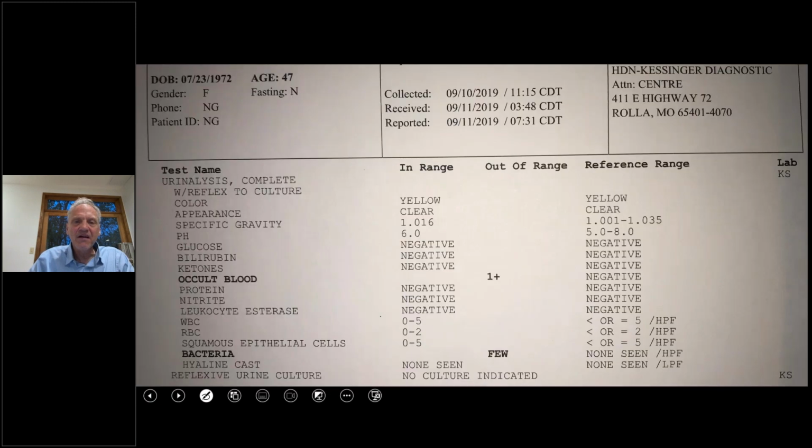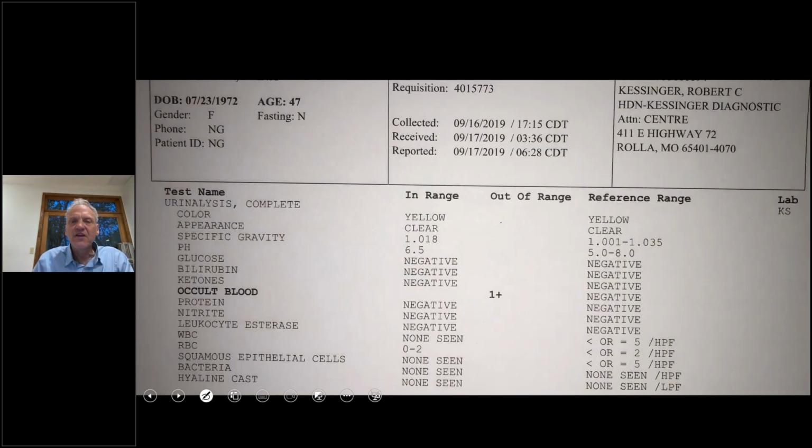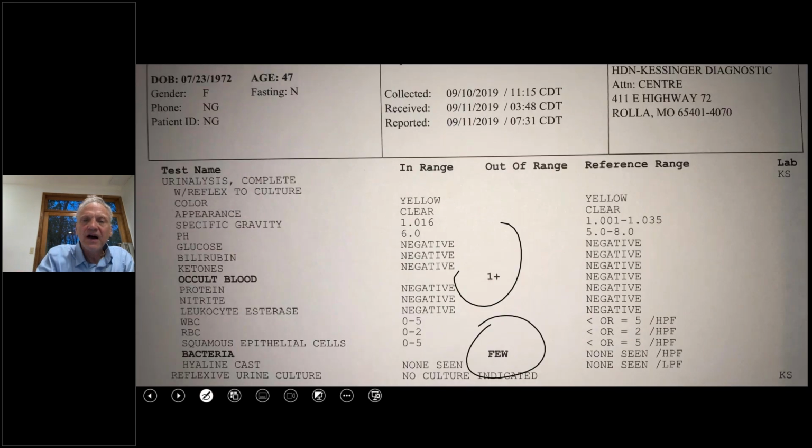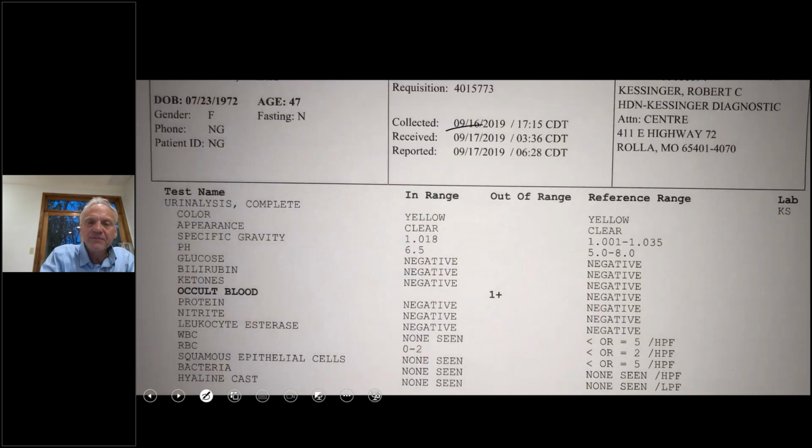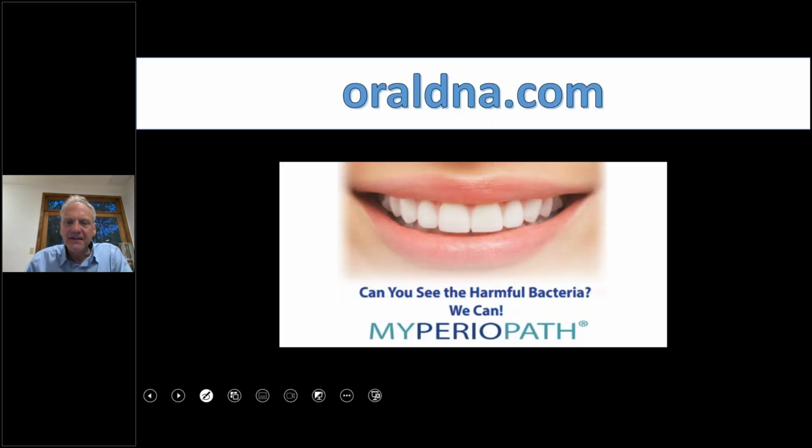So then she comes into the office a few days later because she got no answers there. And I repeated the urinalysis, and sure enough, she still had bacteria in there. This happened a few years ago, but this is September 10th when we collected it. We collected this one September 16th, and the bacteria is gone. We did a couple of vitamin C IVs, some liposomal vitamin C and some silver, and all the symptoms went away. This was simply from a bladder infection.